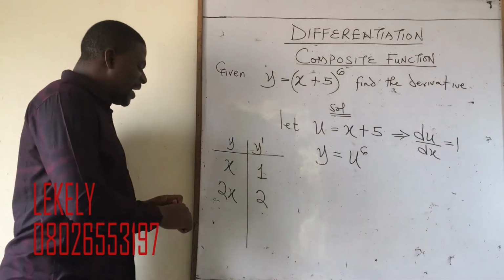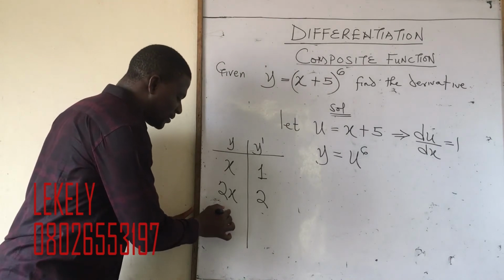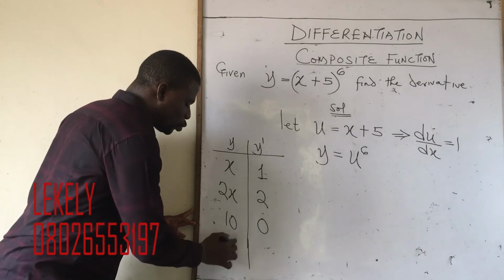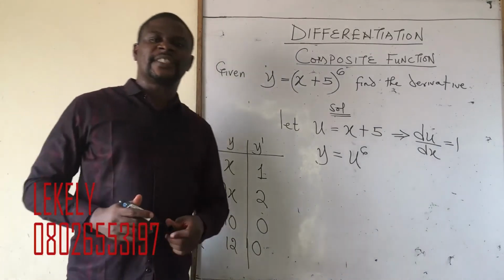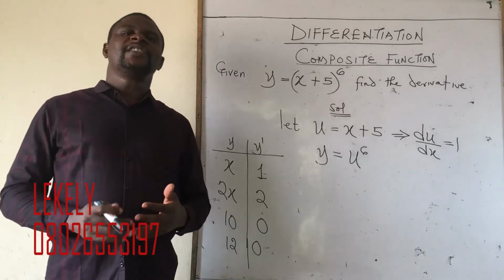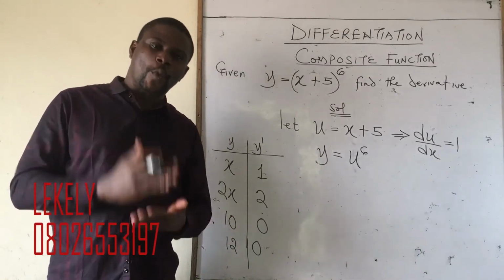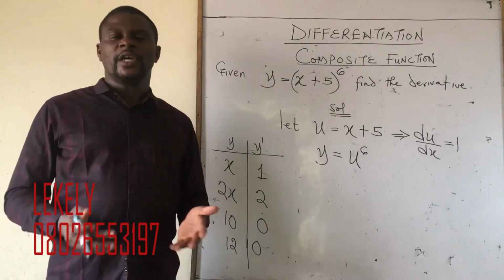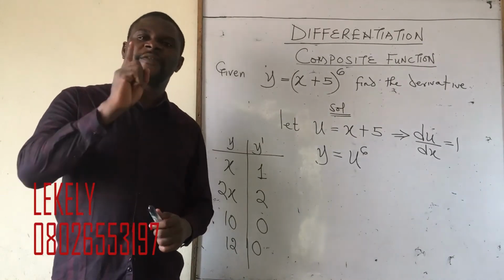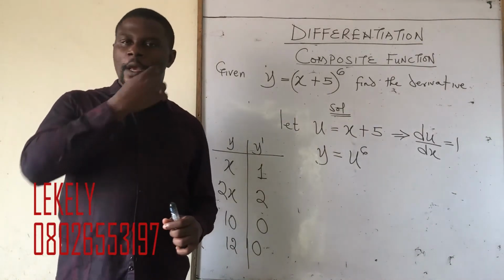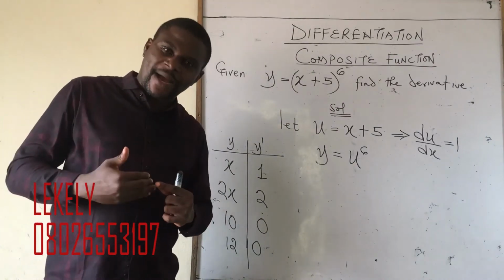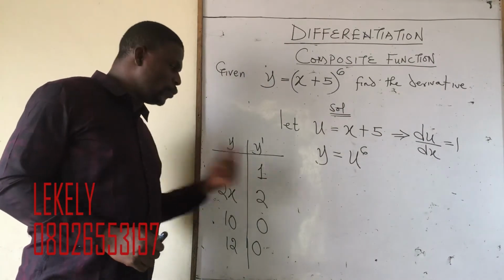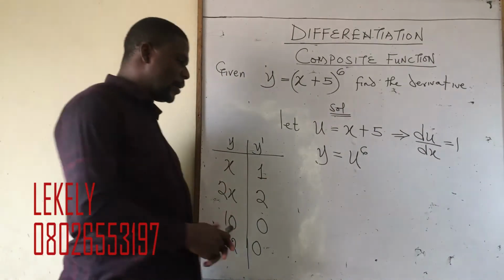Then anytime you are differentiating a constant, let's say like 10, it will always give you 0. So if you differentiate 12, it will give you 0. Anytime you are differentiating an ordinary number, it will give you 0. Differentiate 50, 0. Differentiate 1000, 0. Differentiate 5 million, 0. Differentiate 2, 0. Differentiate 1, 0. Once you are differentiating a constant, it will give you 0. But once you are differentiating a number and a letter, it will give you that number. Then once you are differentiating a letter, it will give you 1. Don't forget, write it down.